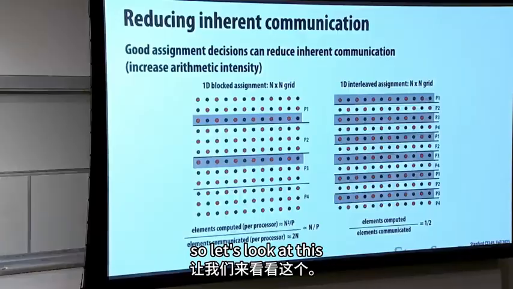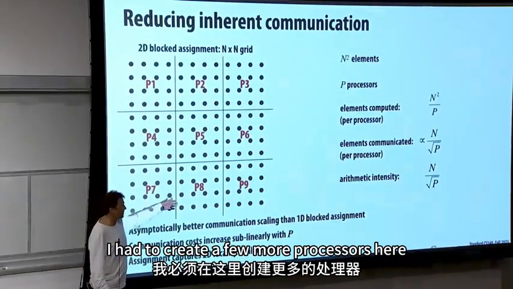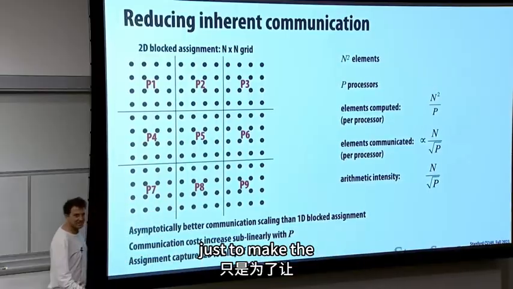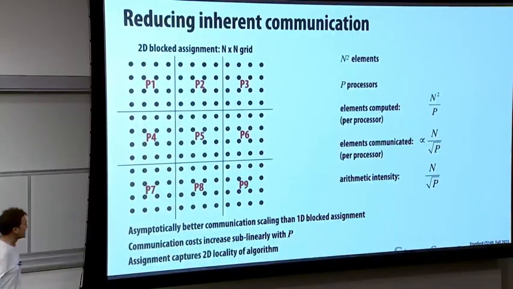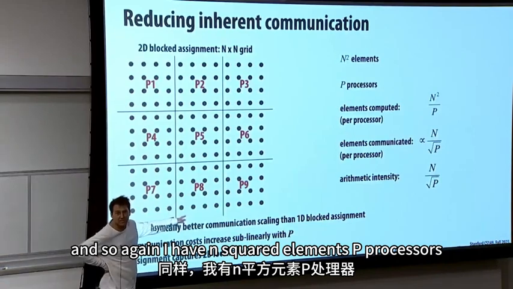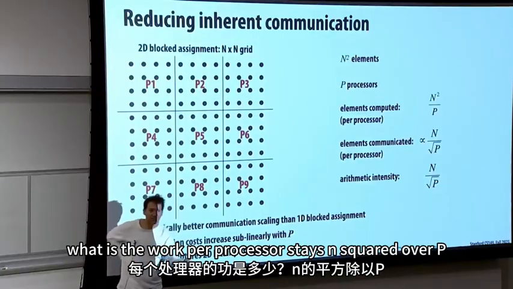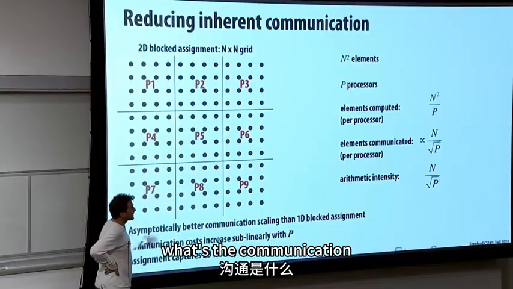So let's look at this. Let's divide up the work this way instead. I had to create a few more processors here just to make the diagram a little bit more obvious. So now let's just say I have 9 cores. And so again, I have n squared elements, p processors. What is the work per processor? Stays n squared over p. That hasn't changed.